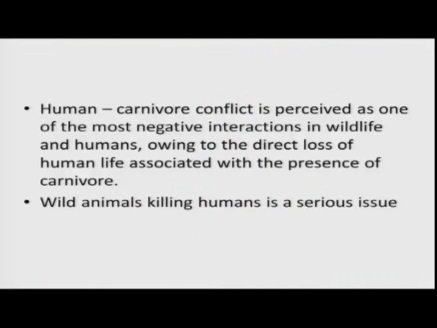I am reading this out. Human carnivore conflict is perceived as one of the most negative interactions in wildlife and humans, owing to the direct loss of human life associated with the presence of carnivore. You will see here that the sentence is quite long, the language is too formal, and there are many technical words.